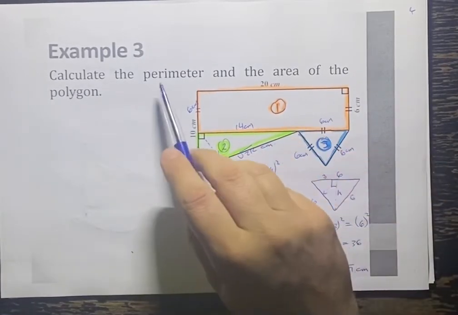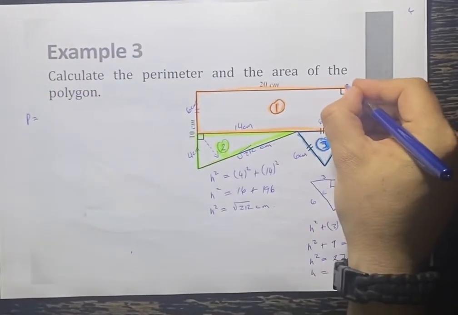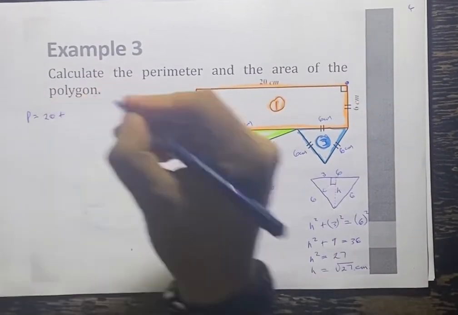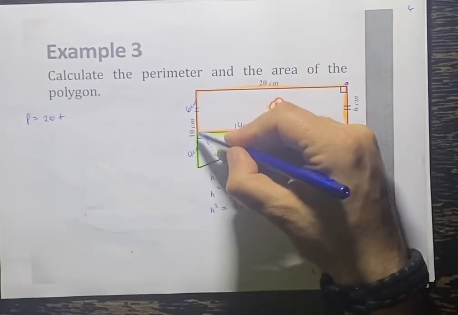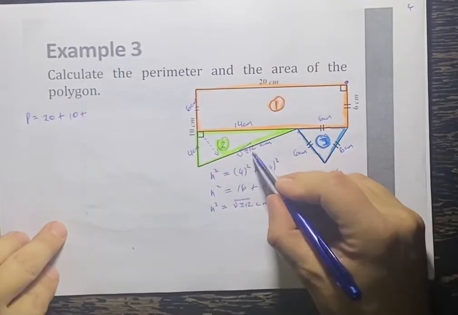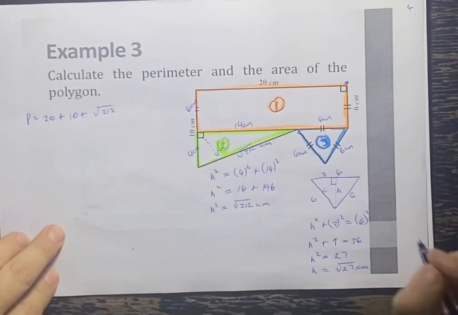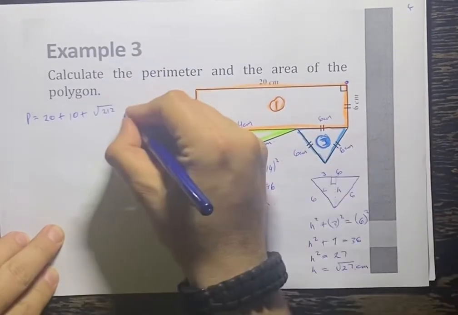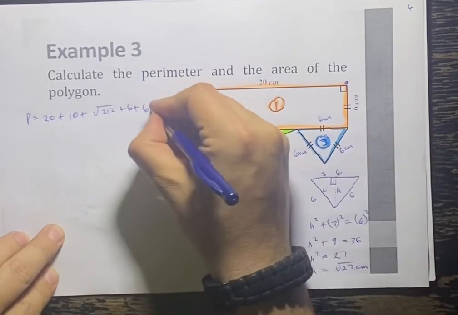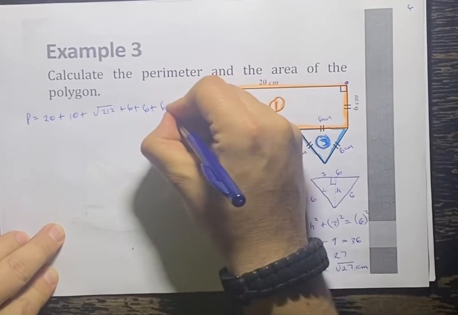Okay, so the first one is the perimeter. So P is equal to, if I start walking from here and walk along there, I've walked 20 plus. I walk all the way down here, which is 10 plus. I walk up here, which is the square root of 212. Then I walk down here, which is 6 plus. I walk up here, which is 6 plus. Then back to the starting point, which is 6.